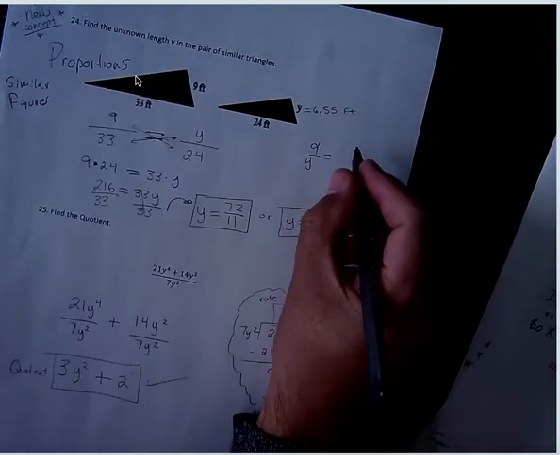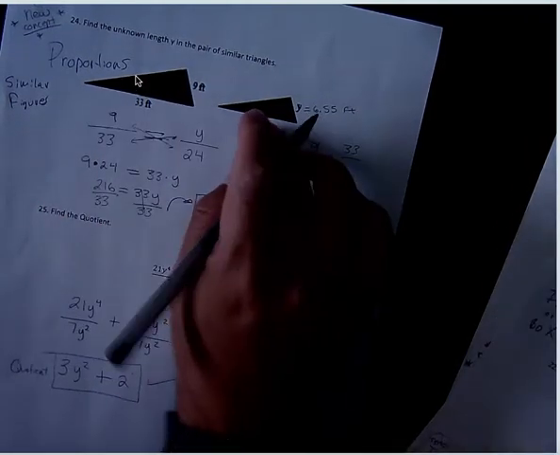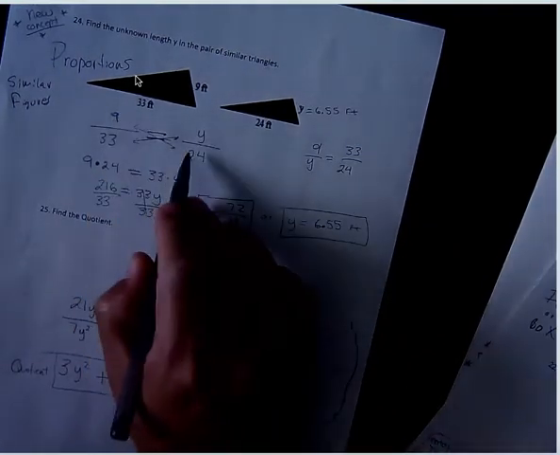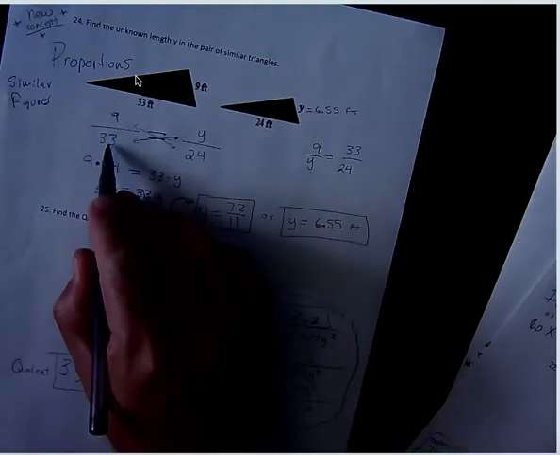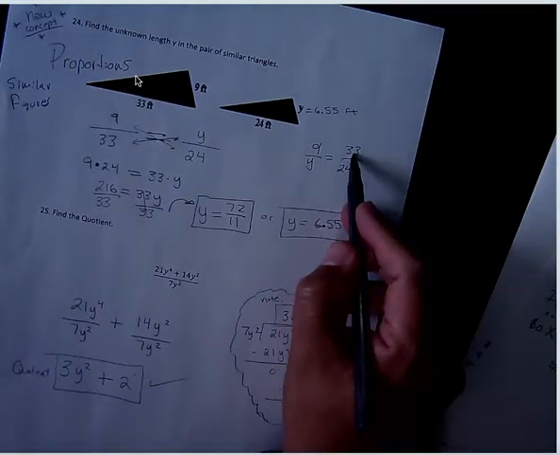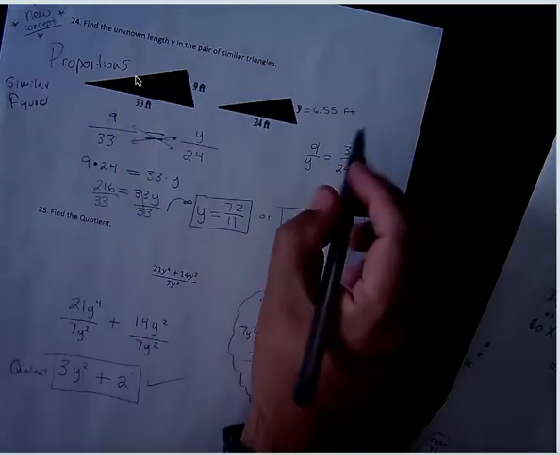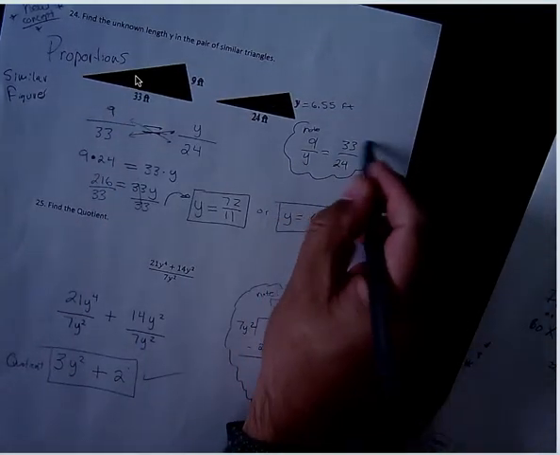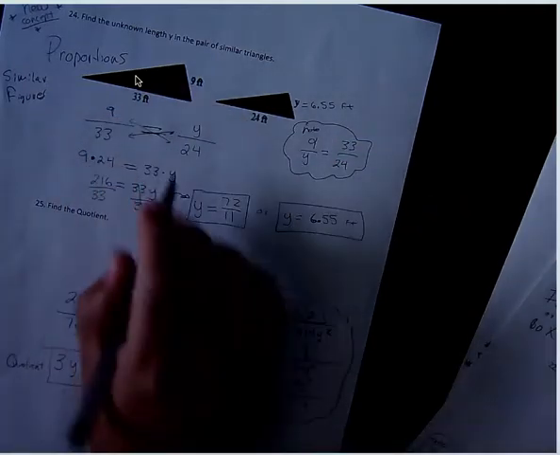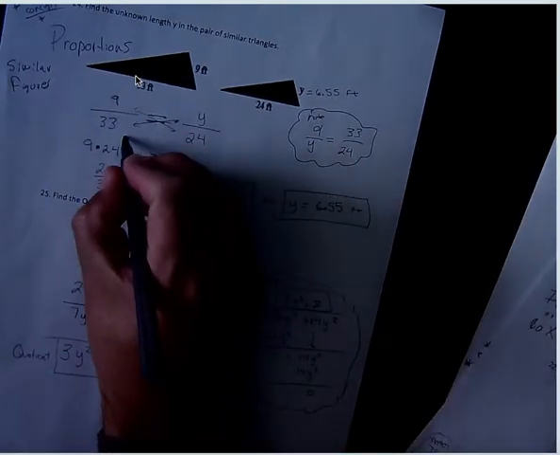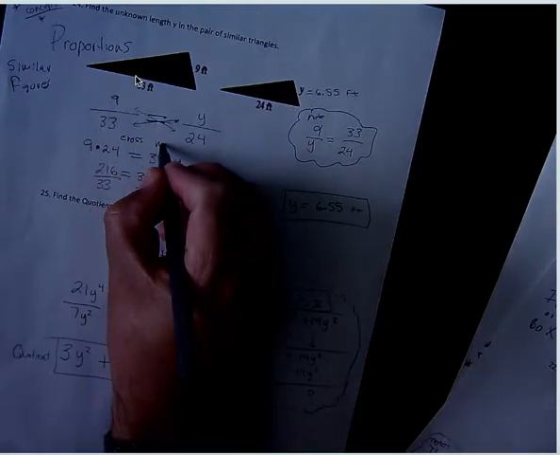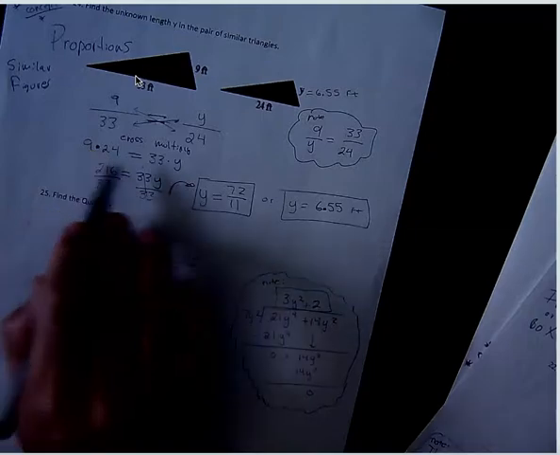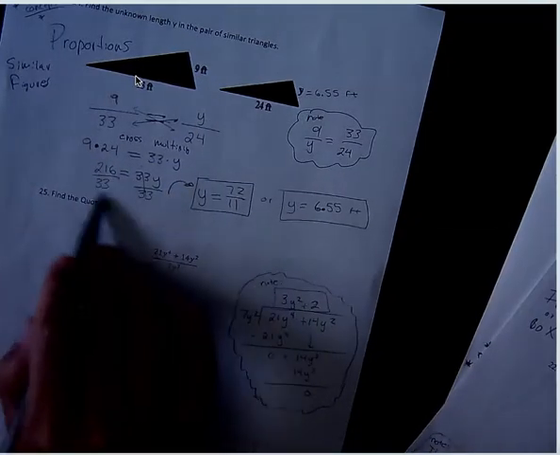You start with this, with its corresponding side, and if you notice, it's always 9 times 24, 9 times 24, y times 33, y times 33. See, as long as you follow the pattern, it gives you the same answer. This is a note. So follow the pattern and then cross multiply. I'm gonna put it here, cross multiply after you set it up. So 9 times 24 here, and then 33 times y, and then solve for y.